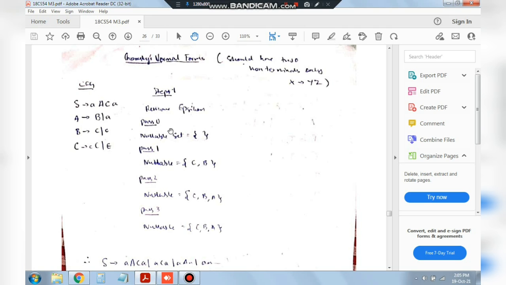For that, we'll be going through the nullable set T, and after that, when we pass here, C is going to epsilon, so C will be included. Since B is going to C, B will also be included, and A is going to B, so A will be included. So in the final set of nullables, we'll have C, B, A.